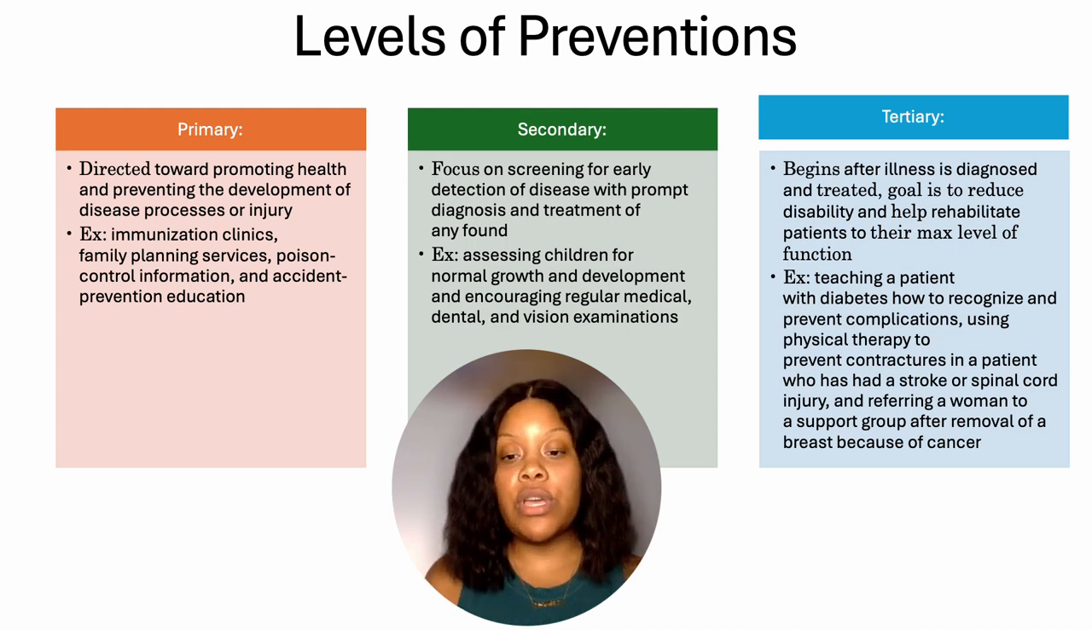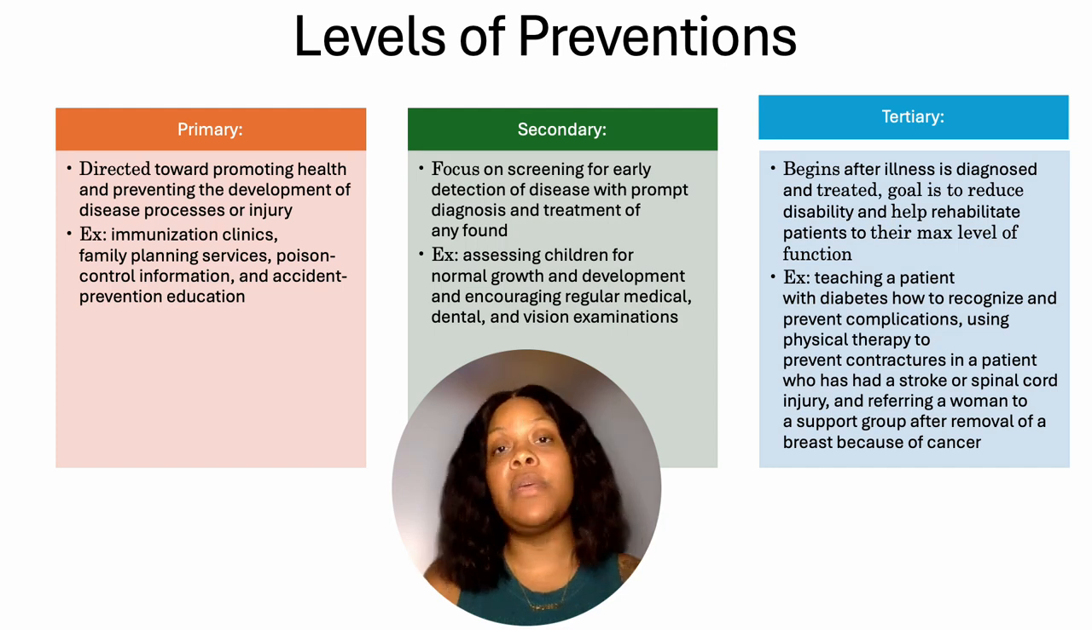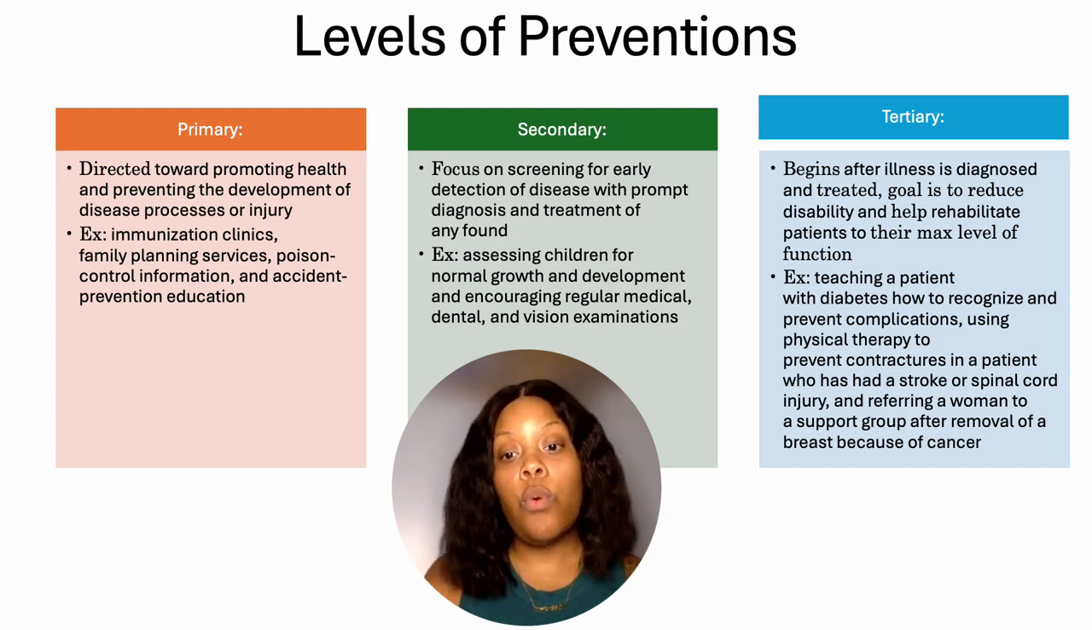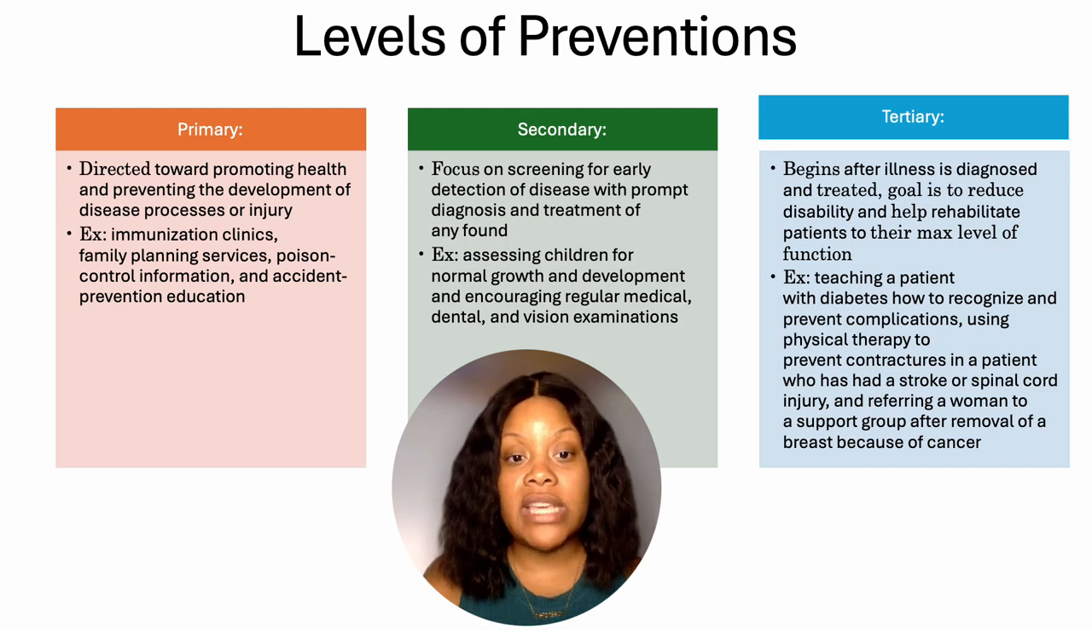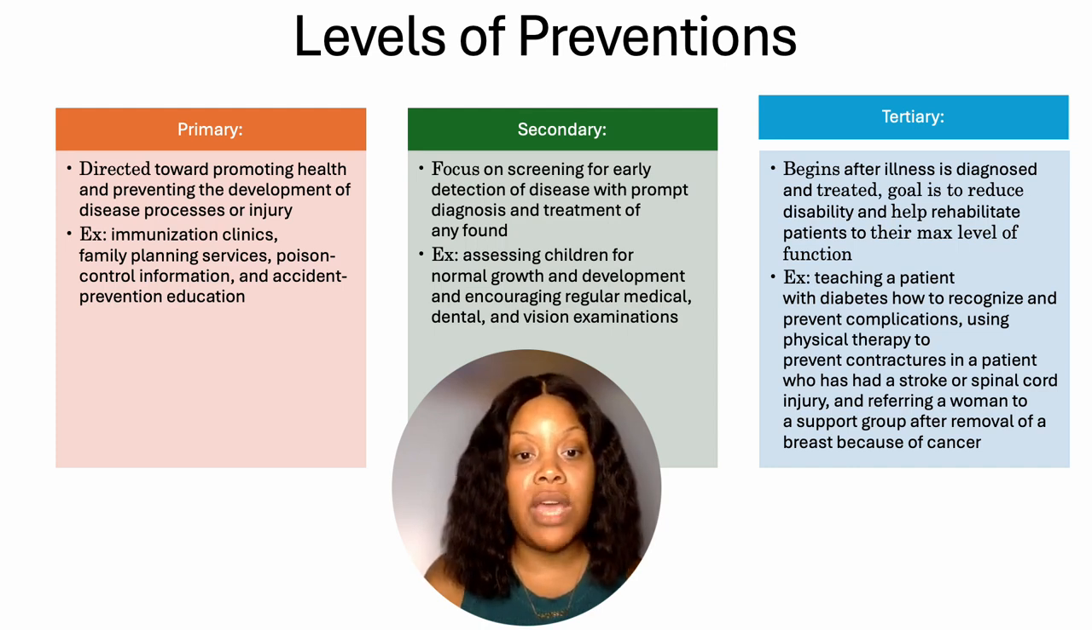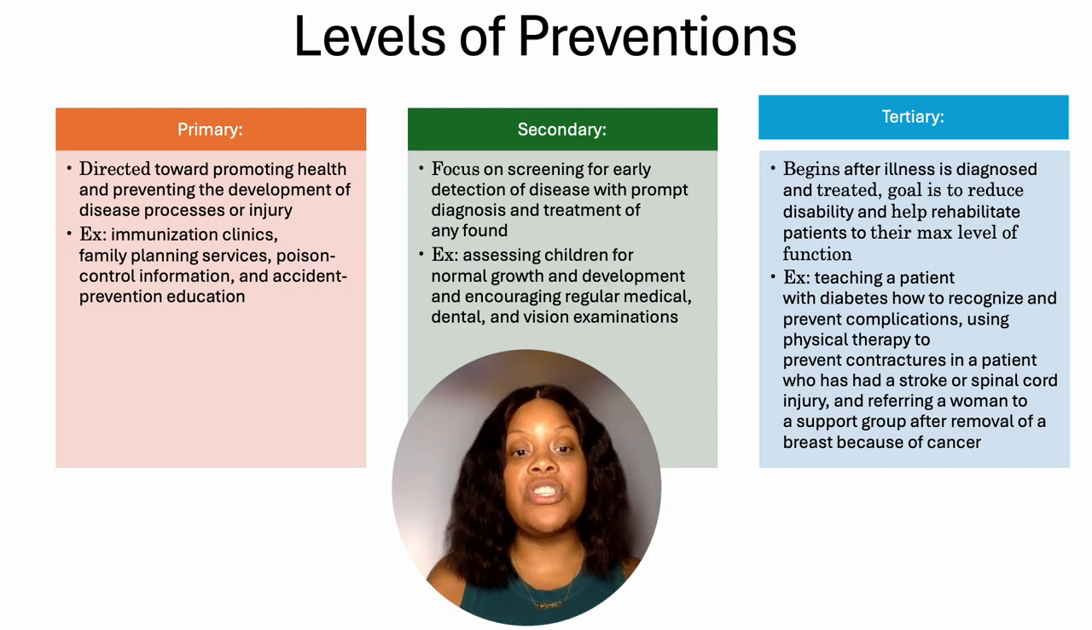Things that we could do are immunizations, such as patients taking the flu vaccine. Family planning and services would be suggesting that the patient wear a condom during sex to prevent STDs or pregnancy. It could be poison control information and accident prevention education. The key to remembering primary is that the patient does not have the disease yet, but we want to prevent them from getting it.